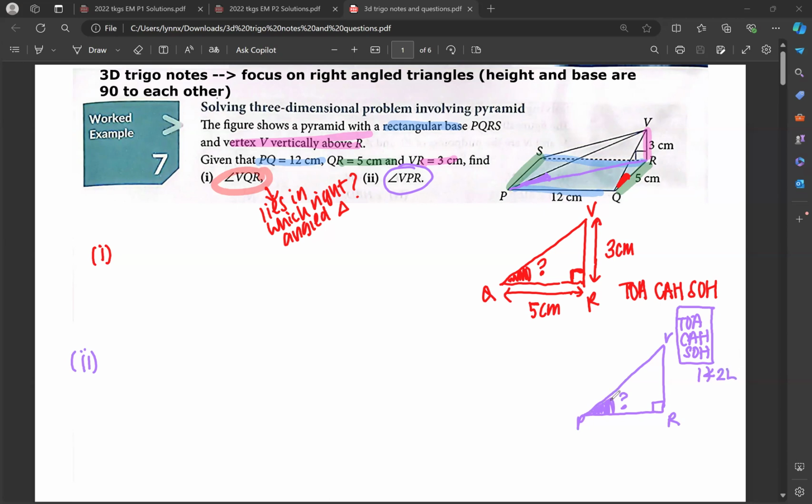Can you see the question mark I want to find is considered 1 angle already? So what else do I have? Can you see I have VR is 3 cm? But I do not have 2 lengths. I only have 1 length. So which one do you think is possible to find? Is it possible to find VP or PR? Which one do you think has a higher chance to find? Very good. So we need to find PR first.